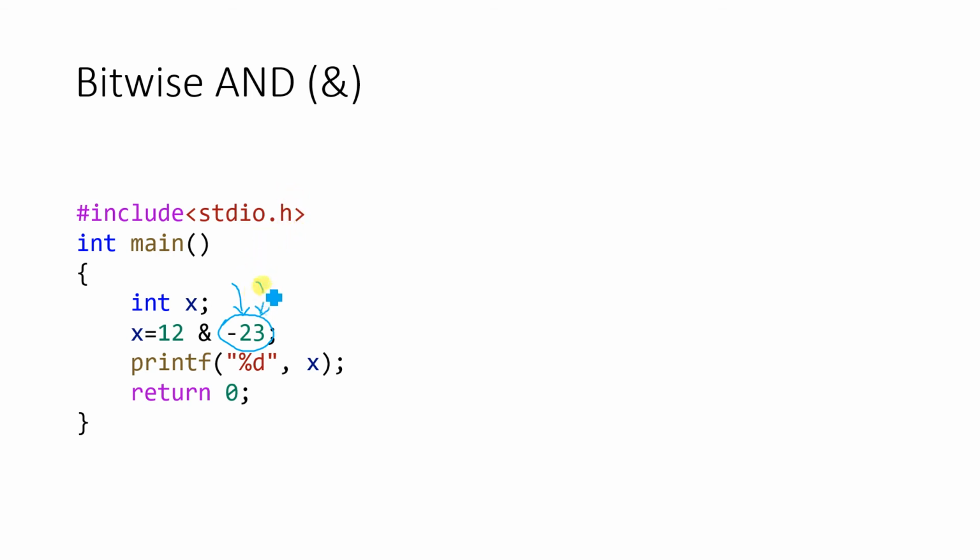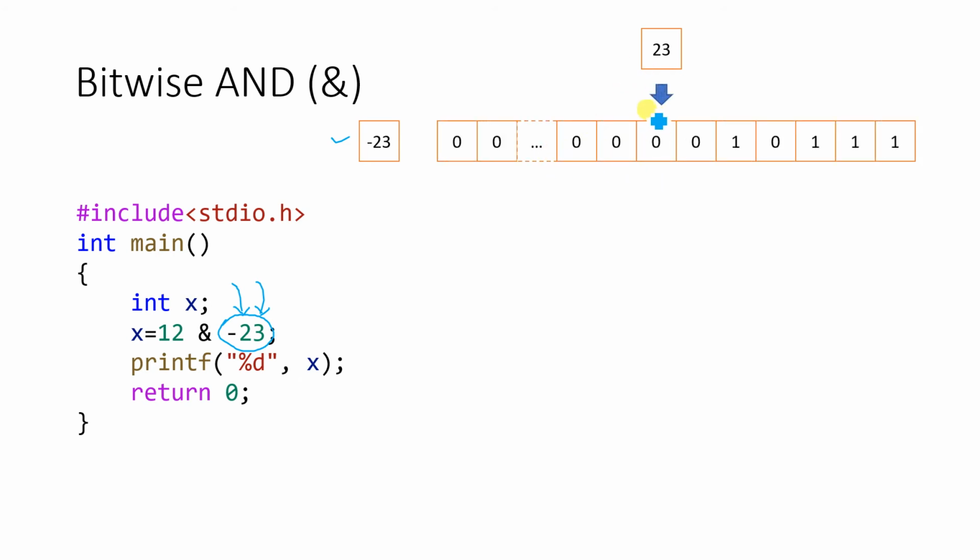So let us understand it. Suppose I want to represent minus 23 in 2's complement representation. First of all, we need to take the positive value of this 23. So what is the positive number? That is 23. Okay, positive 23. We know what is the binary equivalent of positive 23 in 32-bit representation.